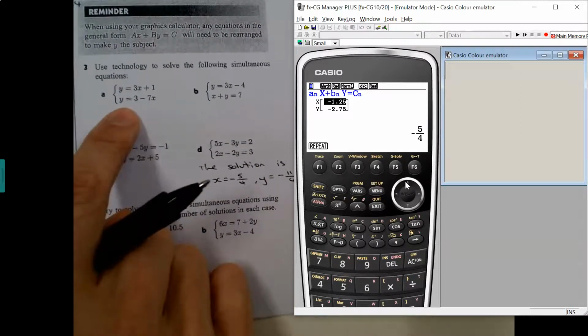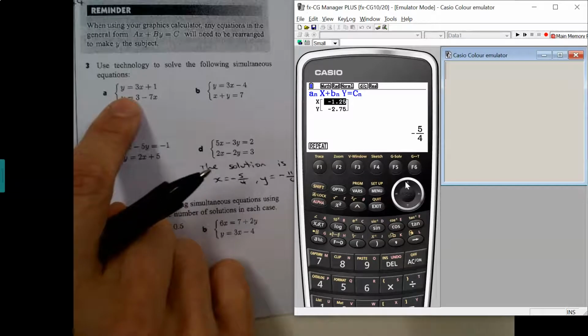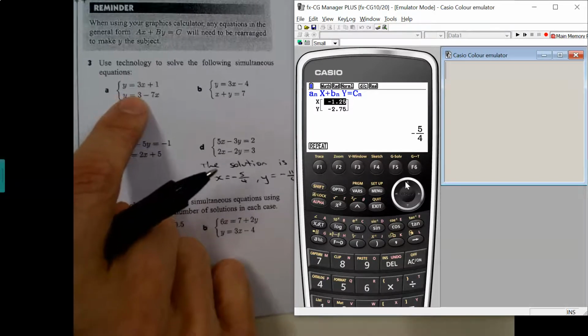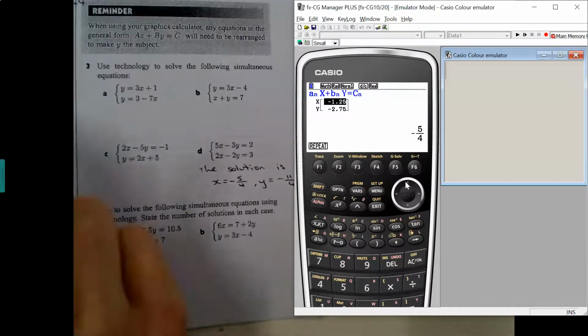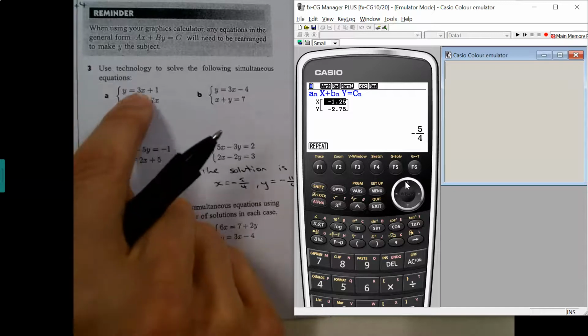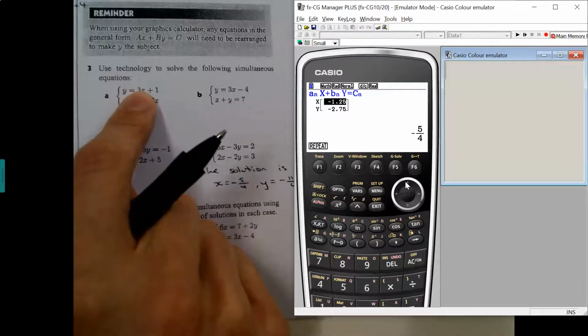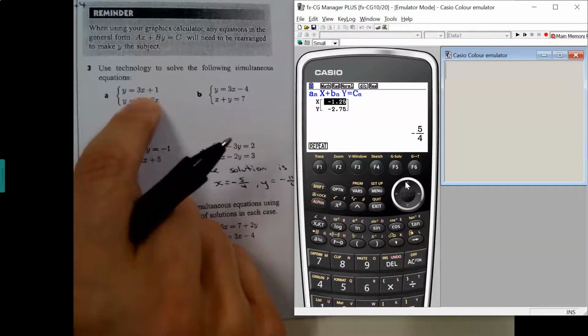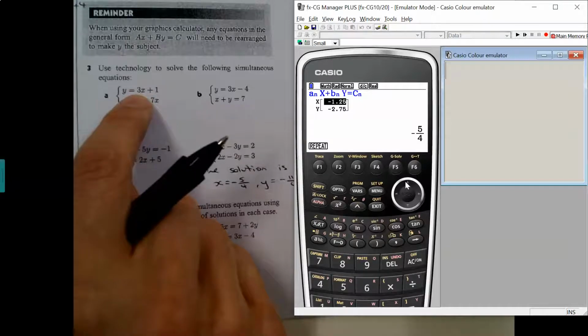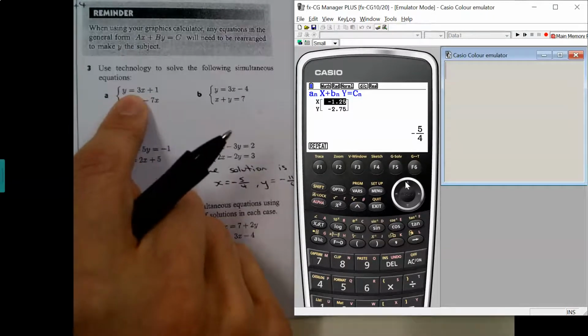All right, now let's have a look at A. So the problem with A is that they're not in this general form. So we need to write them in general form. So how can I write this here in general form? Well, I need all my x's and my y's on one side, then I need my constants on one side. So if I wanted to write this, so then I have all my x's on one side, what could I do to that first equation?